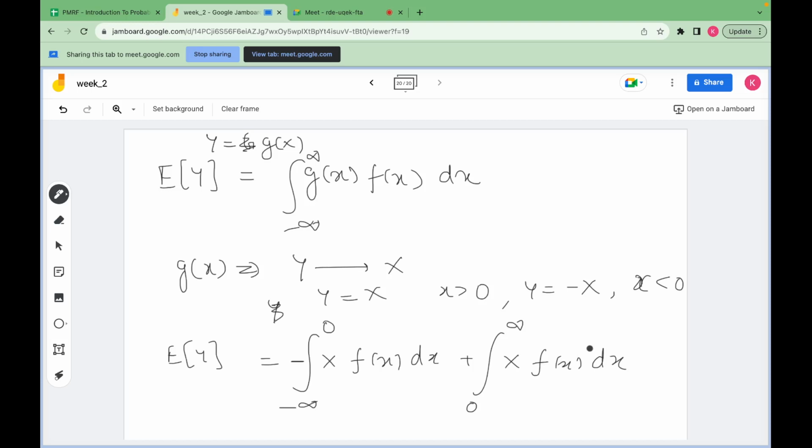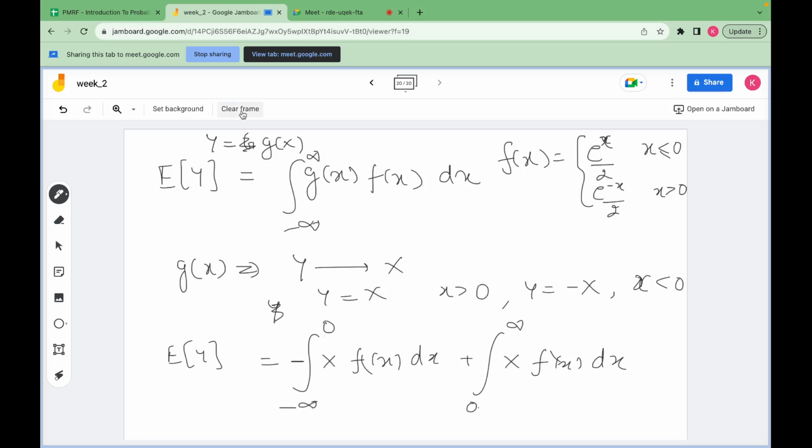And fx also is different for x greater than 0 and x less than 0. Okay, fx is e to the power x by 2 for x less than 0, and for x greater than 0 it is e to the power minus x by 2. Okay, so now we will put these values. So here we will put e to the power x by 2, and here we will put e to the power minus x by 2, because the function is changing from minus infinity to 0 and from 0 to infinity.